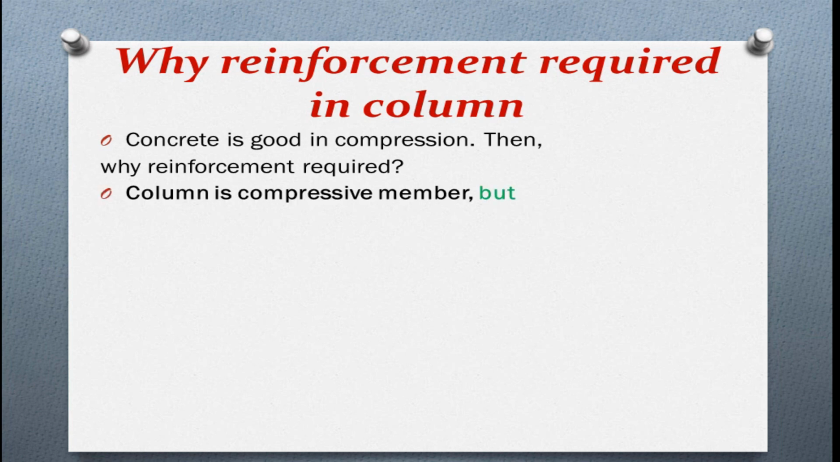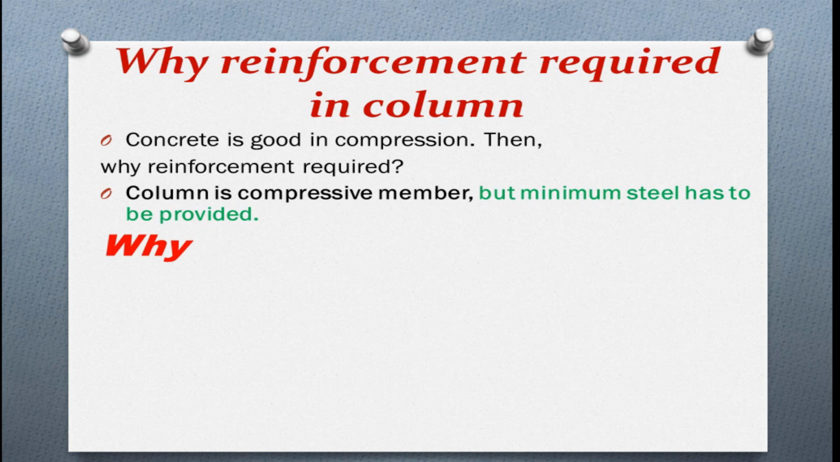Column is a compression member, but minimum steel has to be provided. In any concrete member we have to provide a minimum steel to withstand the load. In a similar situation, in a column also we have to provide minimum steel reinforcement. Why?